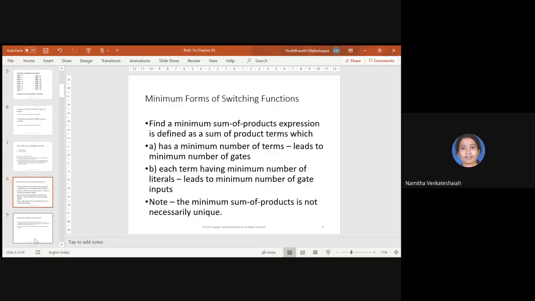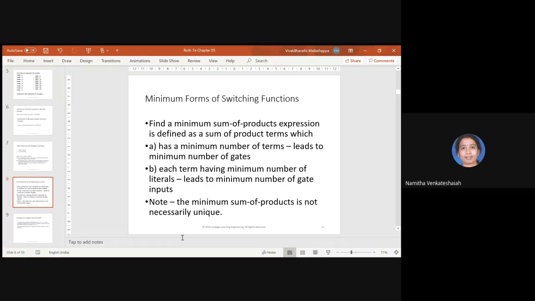Okay, look here. It's given in the slide. Is the slide visible? Minimum forms of switching functions. So why should you have the minimum sum of products expression or minimum product of sums expression? Sum of products is nothing but sum of minterms. Product of sums is nothing but product of maxterms. So why should we go for minimization, and what do you mean by minimization? These are the fundamental questions we have to answer.